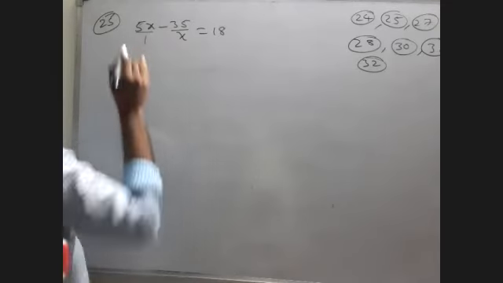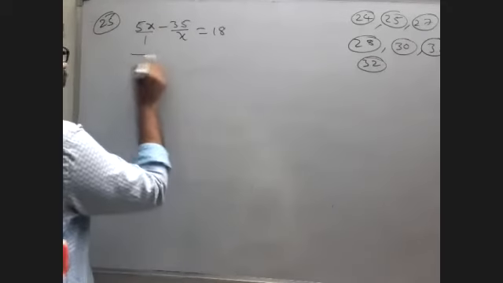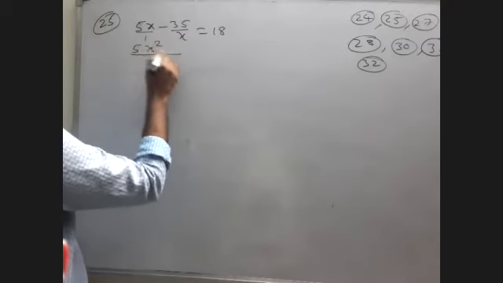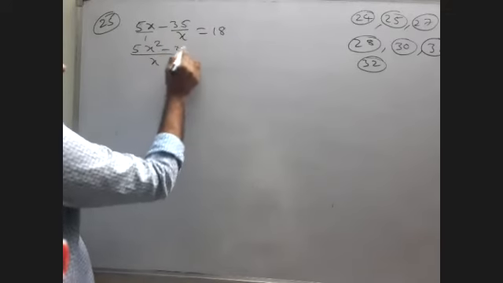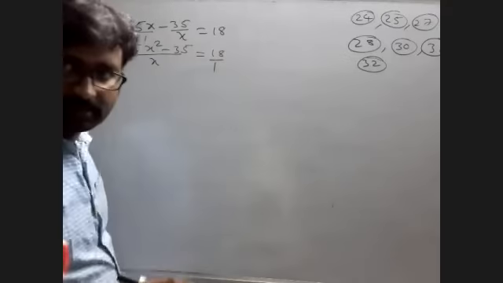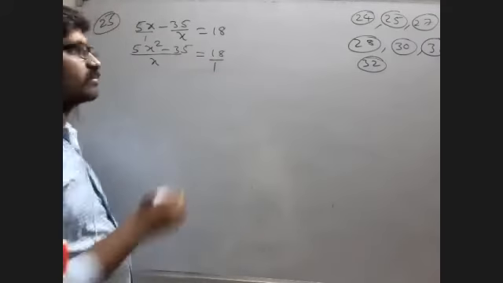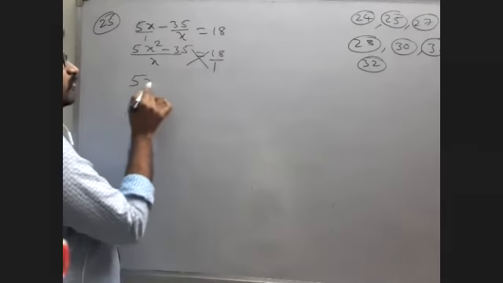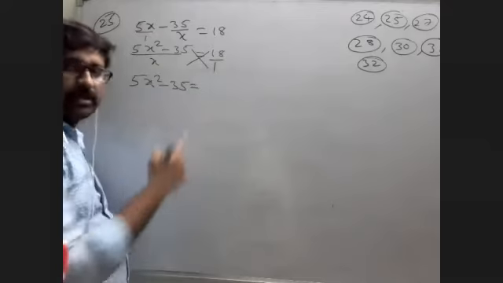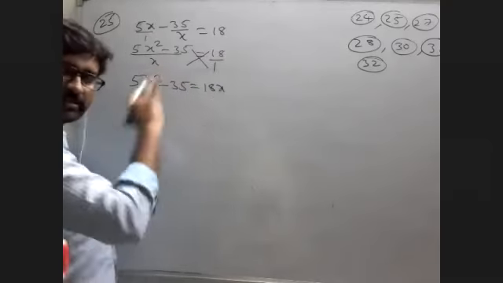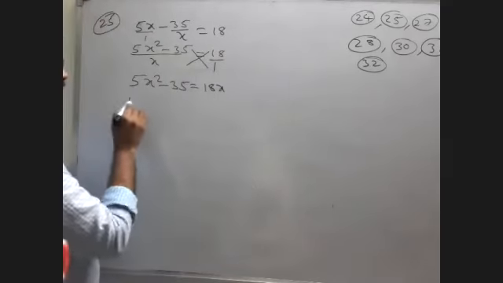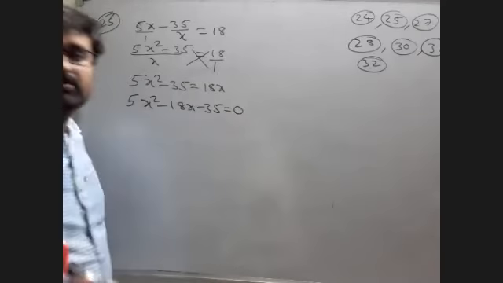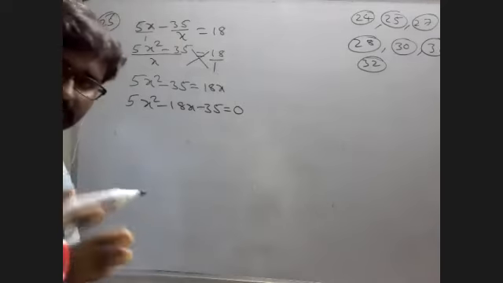Do the LCM for this, take the denominator as 1, and the LCM is x into 1 is x, and x into 5x will be 5x square, minus 35 into 1 is 35, equal to 18, and take the denominator 1. Why? Because to apply cross multiplication, 1 into this you will get that only: 5x square minus 35 is equal to 18 into x, 18x. Taking 18x this side you will get minus 18x, that is 5x square minus 18x minus 35 equal to 0. Now factorization, then zero product rule, then simplification.